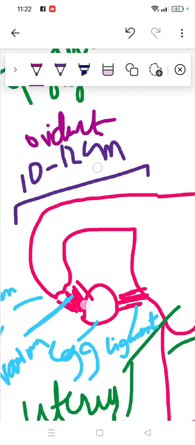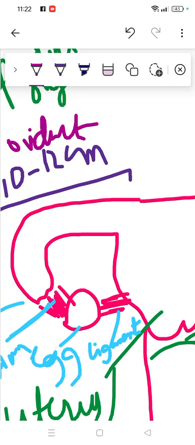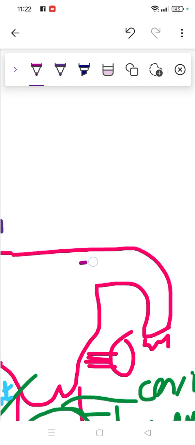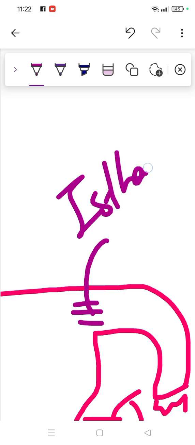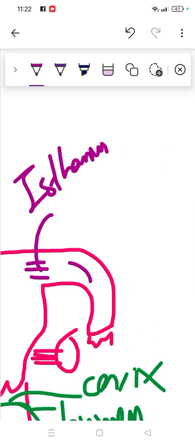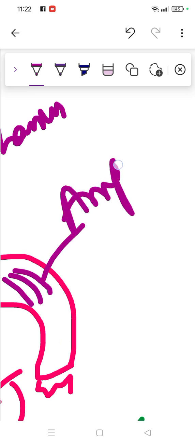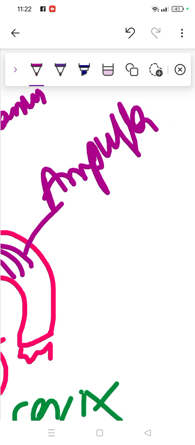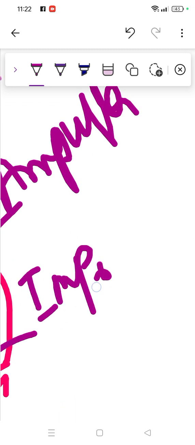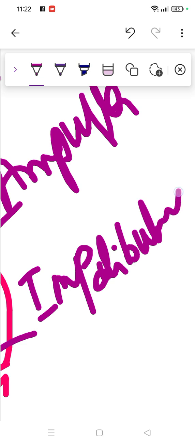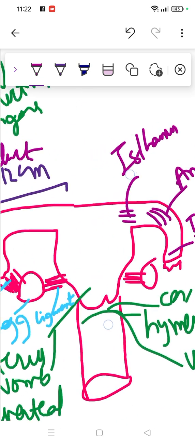Again, this part is going to be divided into three more parts. The last one, this structure you see, is called the isthmus. The second one, which shows a little curve-like structure, is called the ampulla. And the last one you see here is called the infundibulum. So I'm sure it's clear to you. These are the regions.